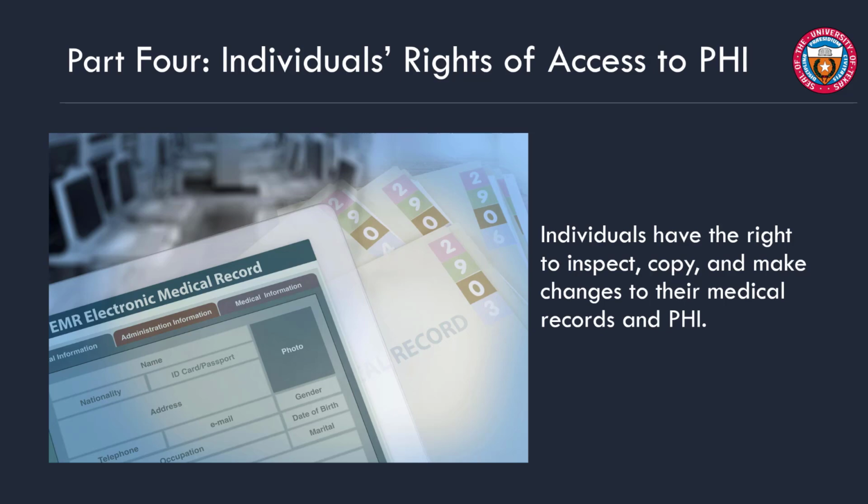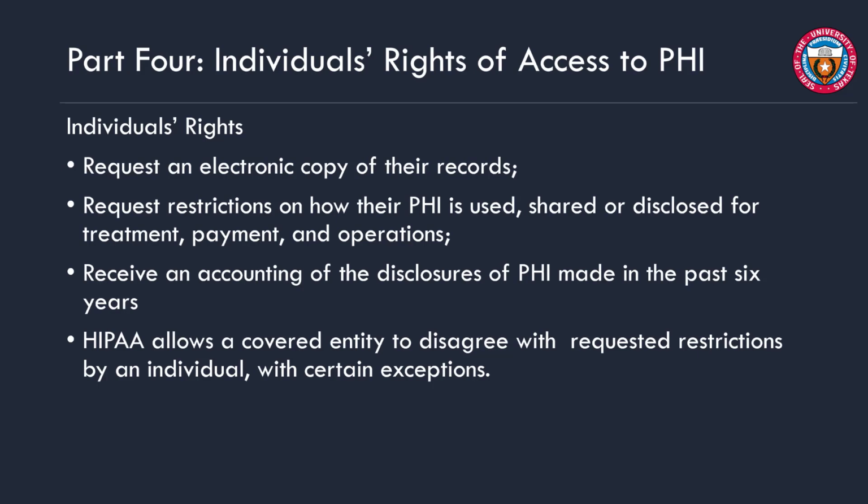Business associates assist covered entities in meeting this obligation of access and amendment to PHI. Failure to assist can result in sanctions and penalties from the Department of Health and Human Services. Individuals also have the right to request an electronic copy of their records, request restrictions on how their PHI is used, shared, or disclosed for treatment, payment, and operations, and receive an accounting of the disclosures of PHI made in the past 6 years. HIPAA allows a covered entity to disagree with requested restrictions by an individual, with certain exceptions.